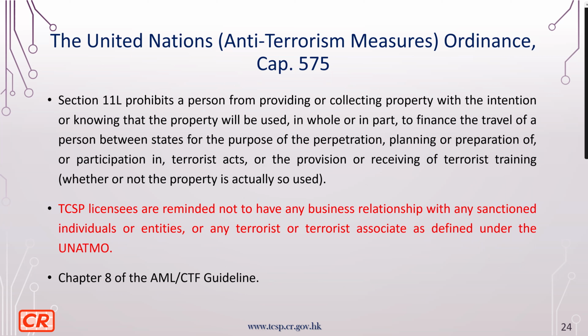And by Section 11L, from providing or collecting property to finance the travel of a person between states for the purpose of the preparation, planning, or participation in terrorist acts, or the provision or receiving of terrorist training, whether or not the property is actually so used. TCSP licensees are reminded not to have any business relationships with any sanctioned individuals or entities, or any terrorists or terrorist associates, as defined under the UNAMO. For more details, please refer to Chapter 8 of the AML guidelines.